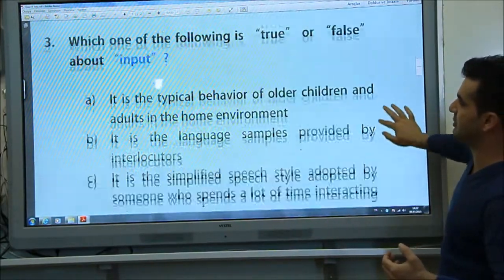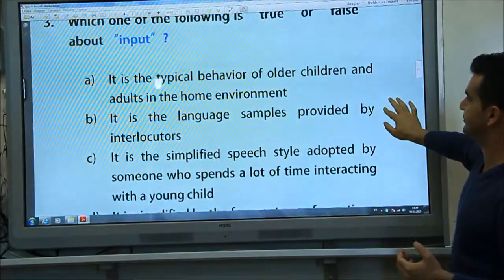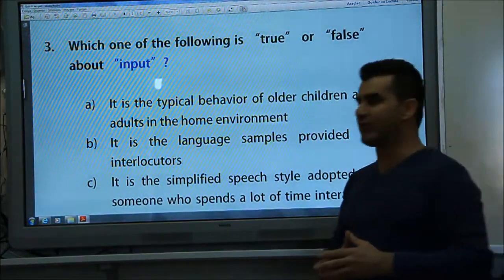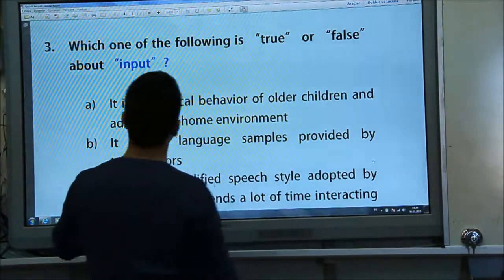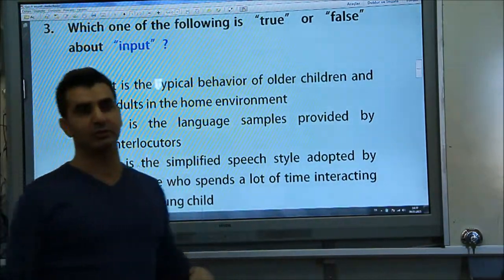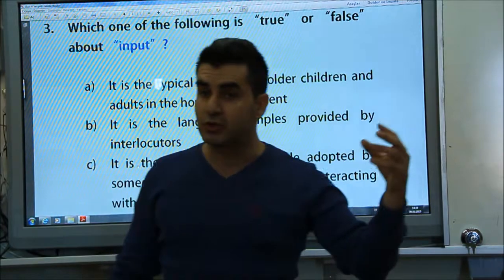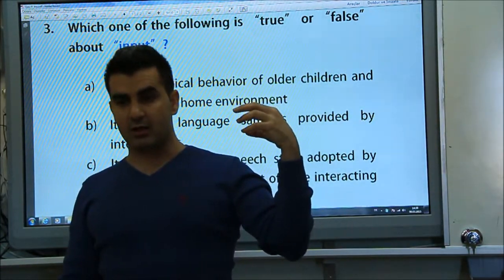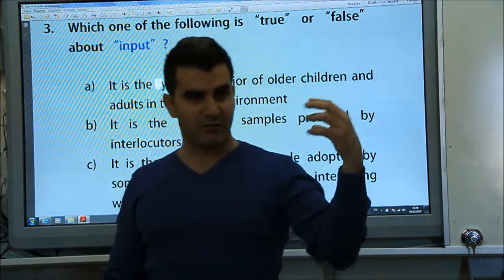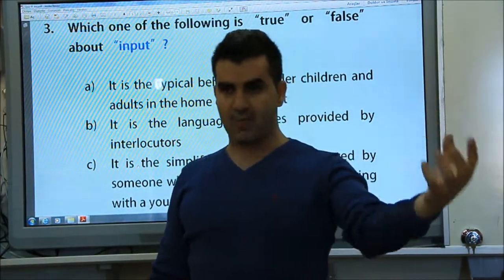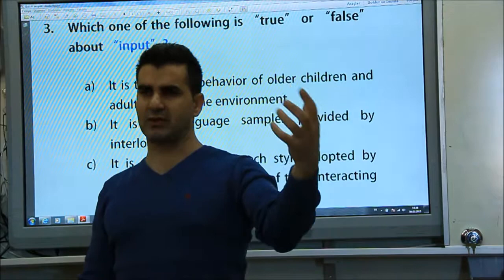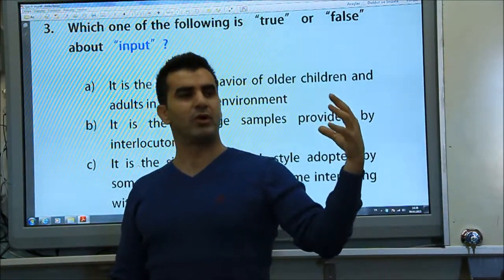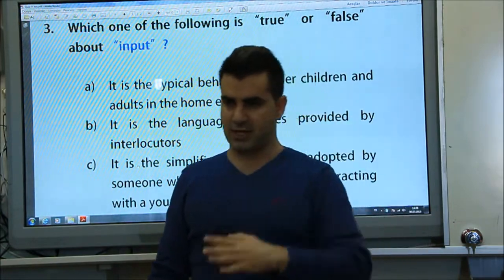So, question 3. Which of the following is true or false about input? What do we mean by input? Input. Receiving messages or information about the target language or about the language that we hear. Receiving something or perceiving something is the input.